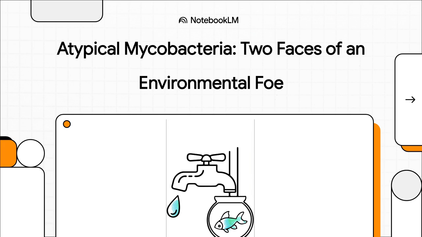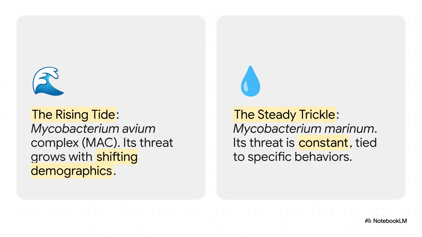Let's get into it. To really get a handle on this, we're going to frame our entire explainer around two key players. On one side, you've got Mycobacterium avium complex, or MAC. We're calling this the rising tide because its threat is actually growing. On the other side, there's Mycobacterium marinum, the steady trickle. It's a specialist, and its risk hasn't really changed. It's tied to what we do, not who we are. Two related bugs, but two totally different stories.